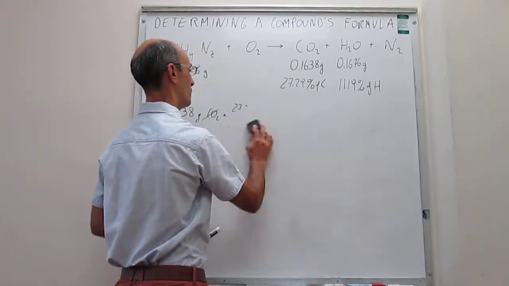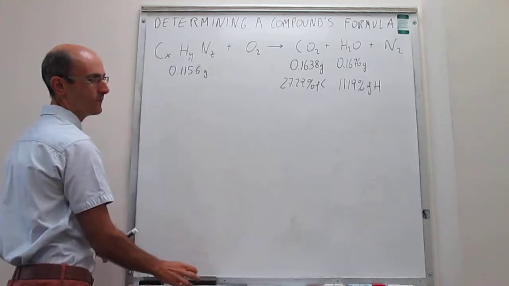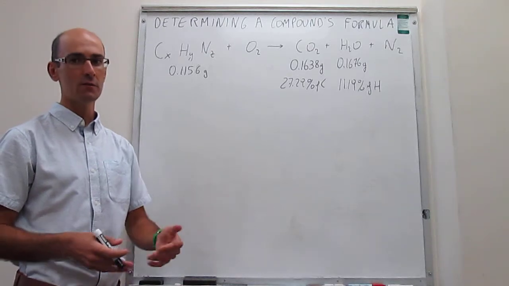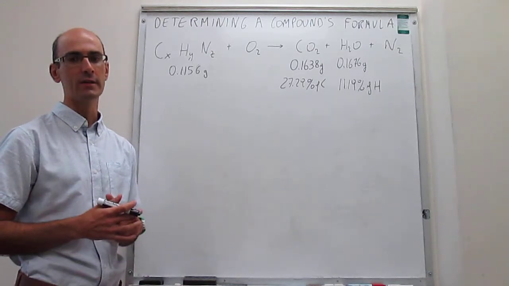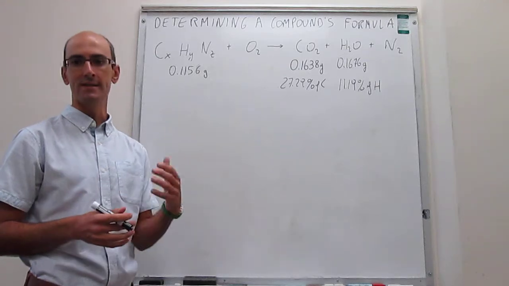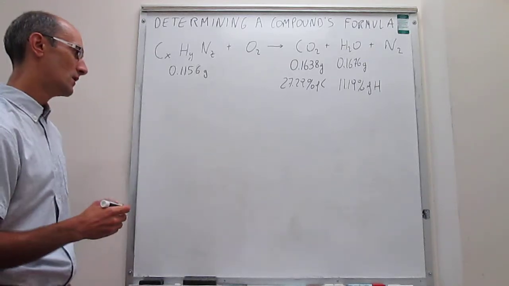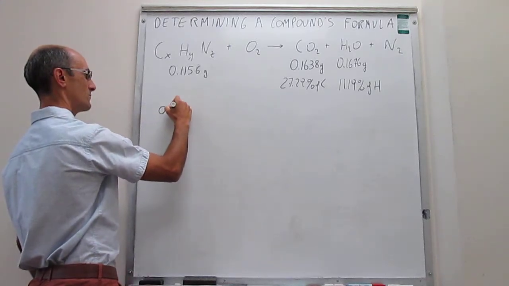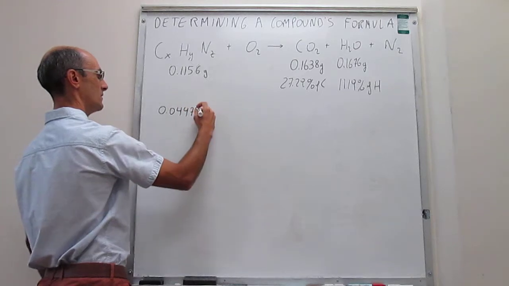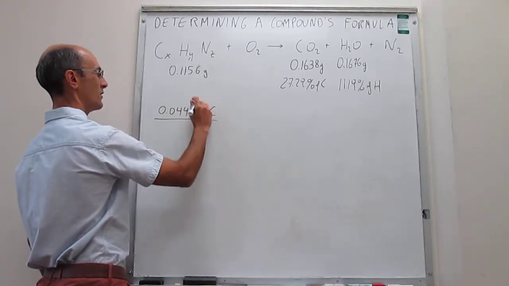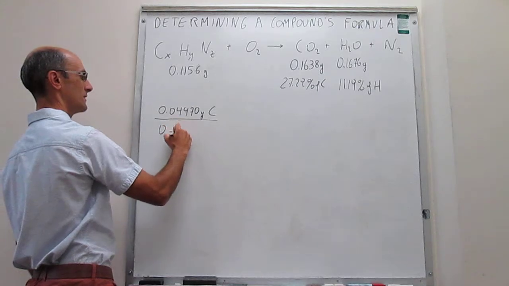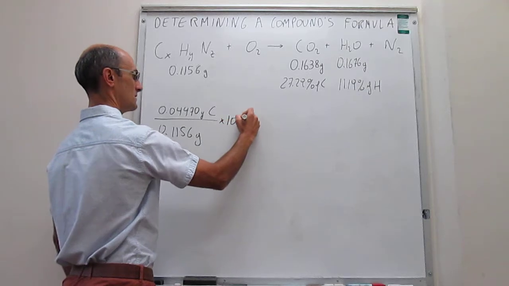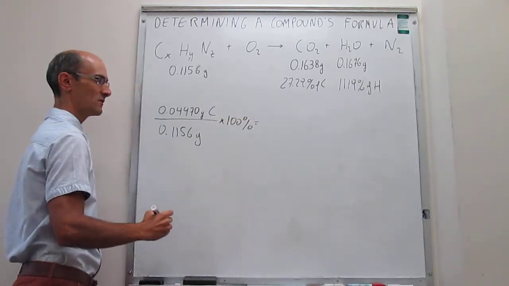Again, we've already studied what the percent composition by mass is. You take the mass of the element, divide by the total mass of the compound, multiply by 100, and that will give you the percent composition by mass of that particular element in the compound. So if we take carbon, we have 0.04470 grams of carbon divided over the total mass of the compound, which is 0.1156 grams, multiplied by 100%.